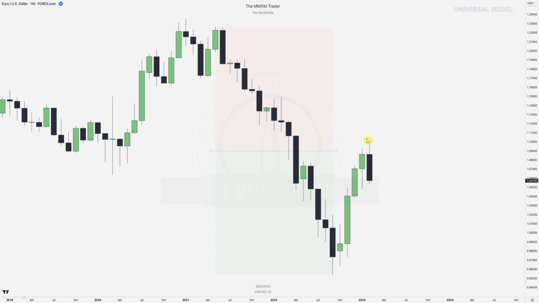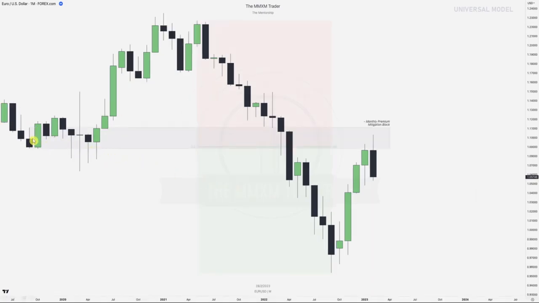Now, does it make sense we go down from here, right? We're looking for mitigation blocks. We've got this monthly premium mitigation block in line with this area over here. What do we have over here? Again, right, that redelivered, rebalanced PD array, right, down, up, next candle down. We can see this area is balanced already, so no need to go up higher if we are bearish. So we can see this rejection, and it is in line also with this mitigation block. So long-term perspective, we are bearish, right?